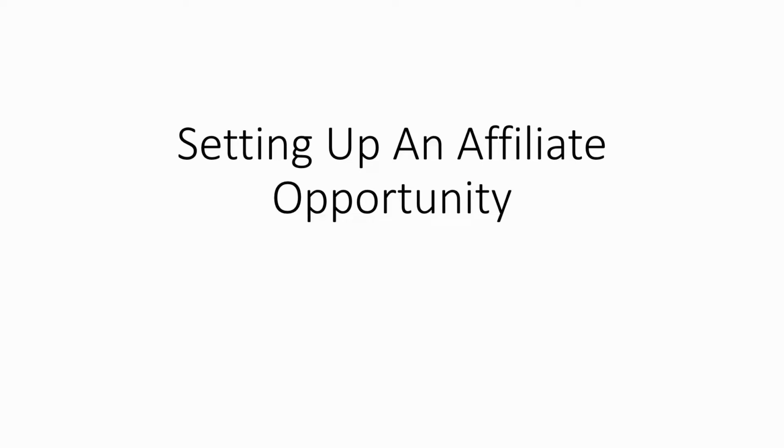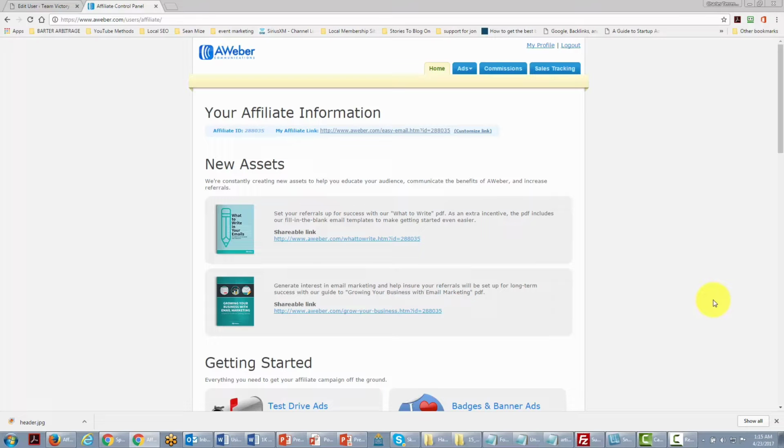Welcome back. Now in this video, we are going to be discussing setting up an affiliate opportunity. You are now looking at the affiliate area for Aweber, an autoresponder company. The reason we've come to Aweber is because they have several different kinds of ads for their affiliate program. And one of the things you will notice if you go into the ads area is that they have video ads, they have badges and banner ads.